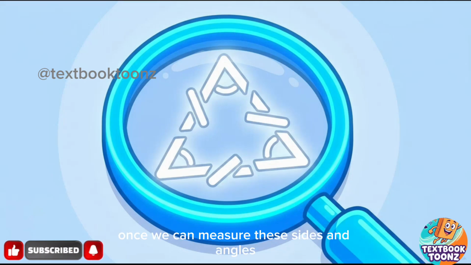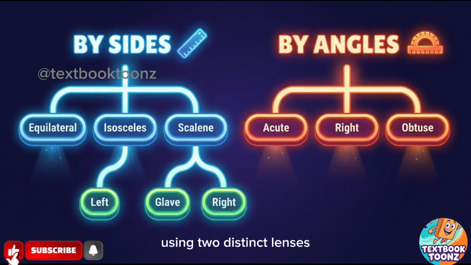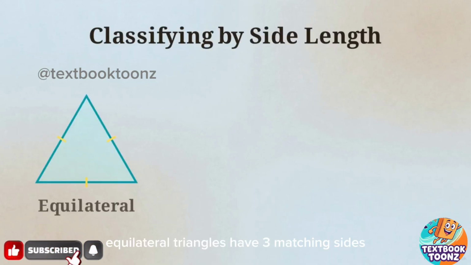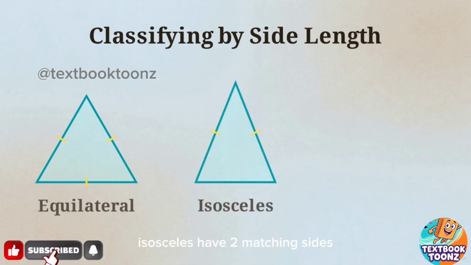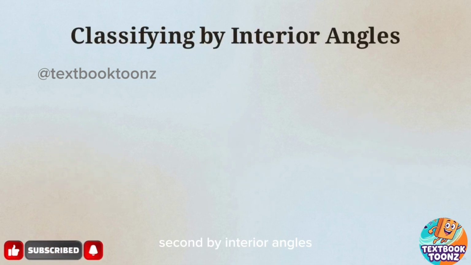Once we can measure these sides and angles, we can organize every triangle into specific categories using 2 distinct lenses. First, classifying by side length. Equilateral triangles have 3 matching sides. Isosceles have 2 matching sides. Scalene triangles have none.